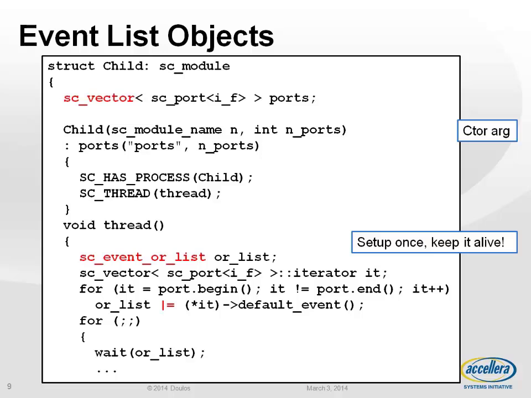And if you're going to do this, you've just got to be very careful that once you create your OR list to be sensitive to, you keep this OR list object alive as long as you're waiting for it. So if you create a new event OR list by ORing together all of these events, you wait on it and then you go destroy this object, bad things will happen. So keep the object alive and in existence while you're waiting on it. Otherwise, it's not going to be good.